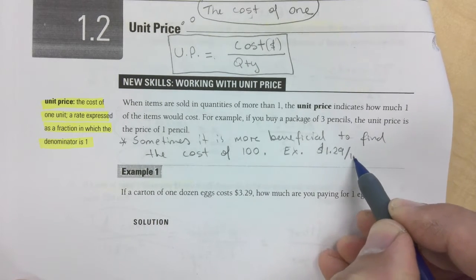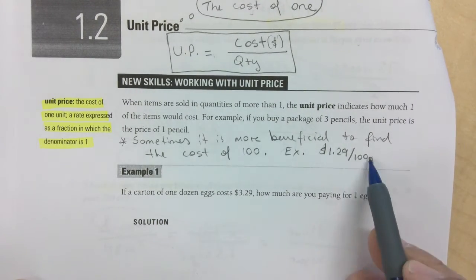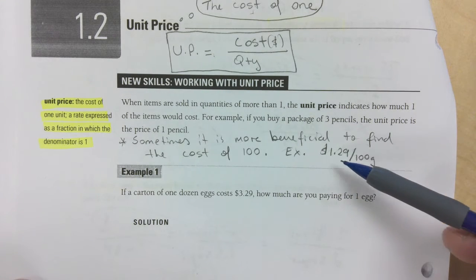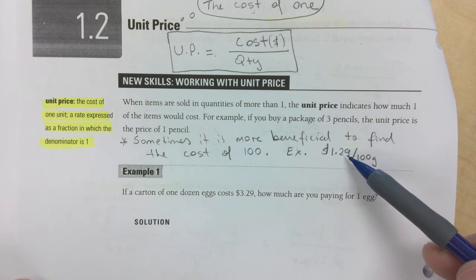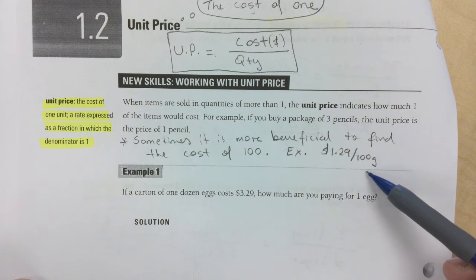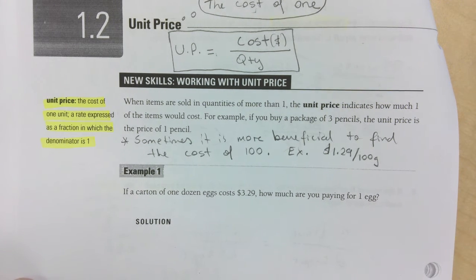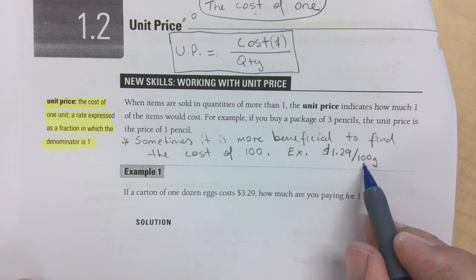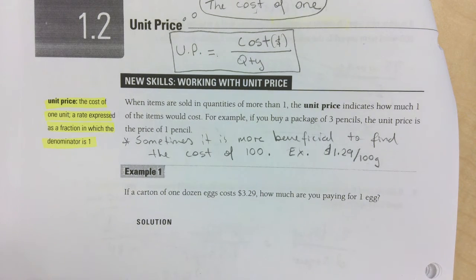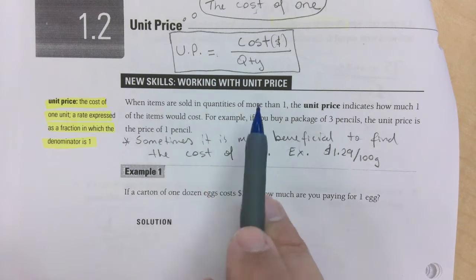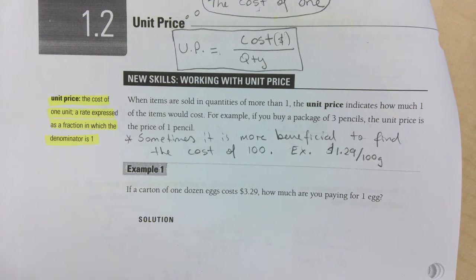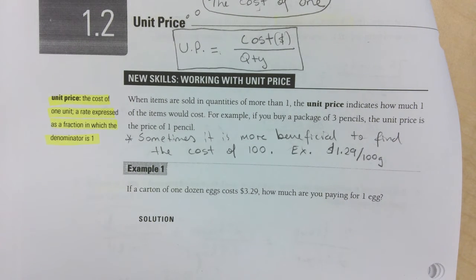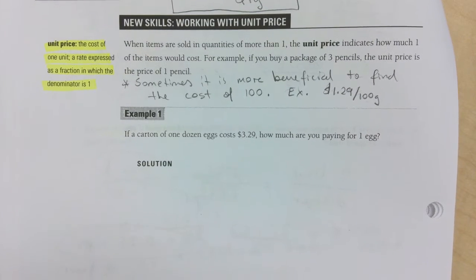You find $1.29 per 100 grams, right? So if you buy ham or anything by the deli that you need to weigh, most likely a store will have it per 100 grams. It will not have it per gram, because it's such a small amount, like 0.012 of a dollar, right? So it's better to write it per 100 grams. Okay, so I need you to know that, because this unit right now just says it's always out of 1. You can, but sometimes it's more beneficial to do it out of 100.